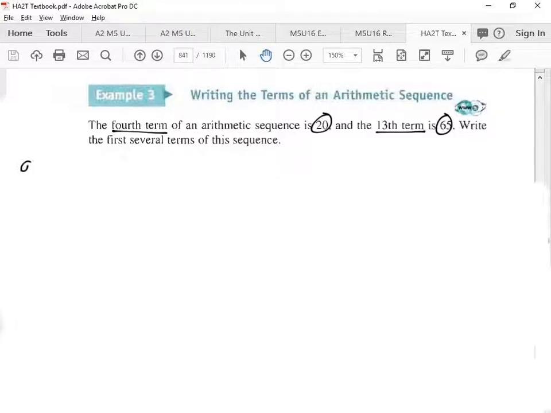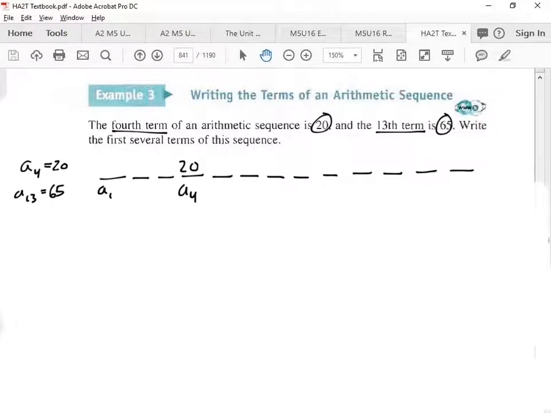Let's see. They've given us the fourth term, which is 20. They've given us the 13th term, which is 65. Okay, so if I write this out, I'm going to call this one my first term. And then we have 2, 3, 4, so the fourth term, which we're given to be 20. And then we have 5, 6, 7, 8, 9, 10, 11, 12, 13. The 13th term they've given us, which is 65.